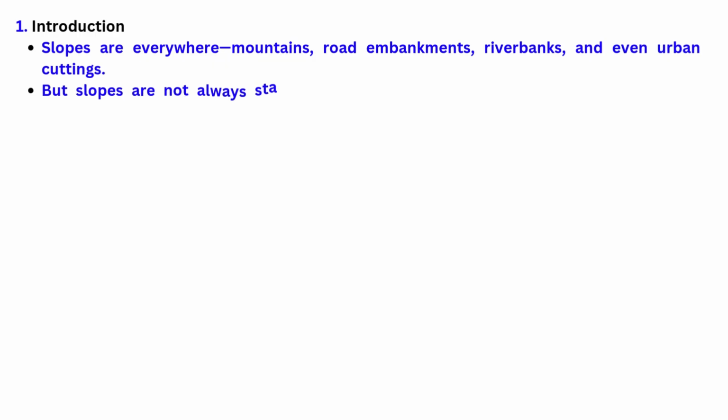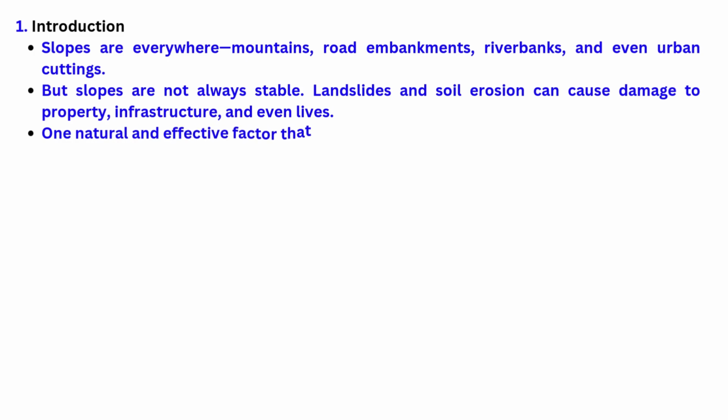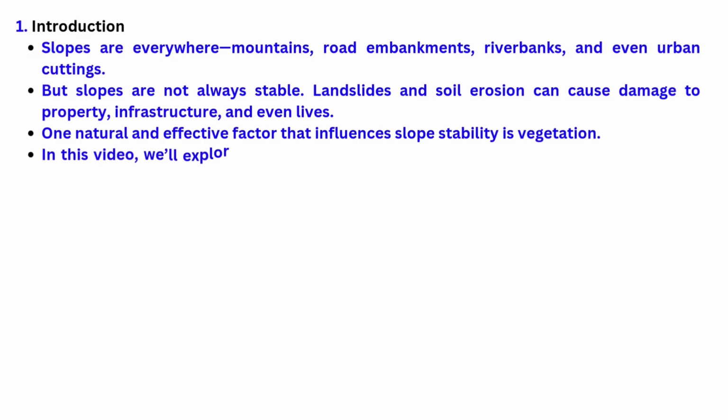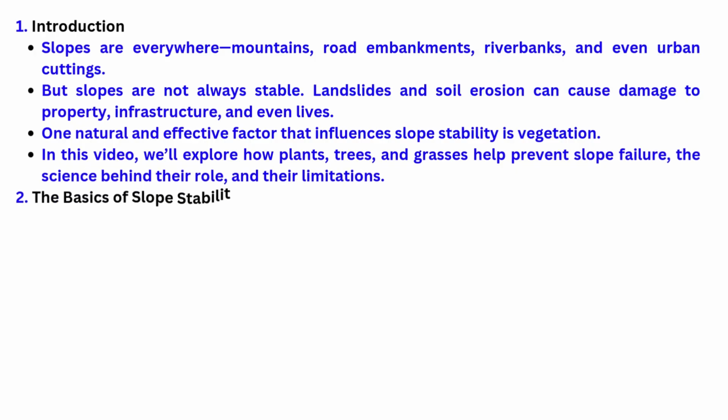1. Introduction. Slopes are everywhere: mountains, road embankments, riverbanks, and even urban cuttings. But slopes are not always stable. Landslides and soil erosion can cause damage to property, infrastructure, and even lives. One natural and effective factor that influences slope stability is vegetation. In this video, we'll explore how plants, trees, and grasses help prevent slope failure, the science behind their role, and their limitations.